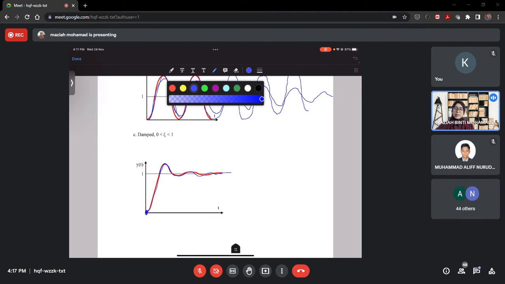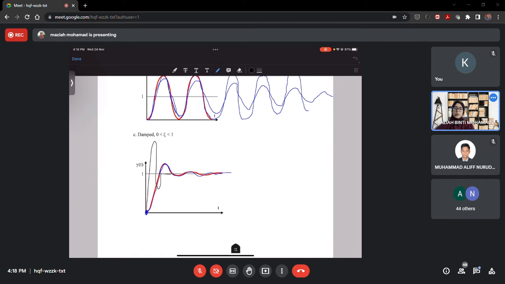Maybe you can see a response like this: higher overshoot but faster settlement. You can see the overshoot is bigger, but it settles faster. Or maybe your system requires a lower overshoot, but it will take longer to settle.